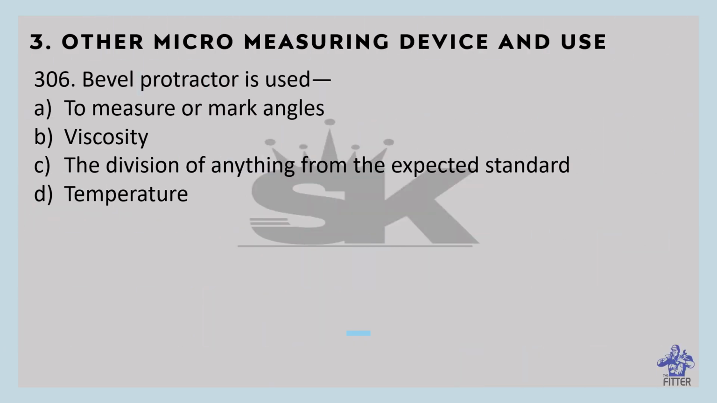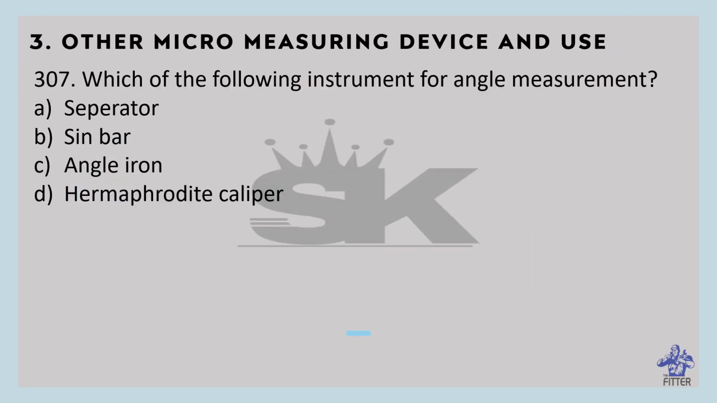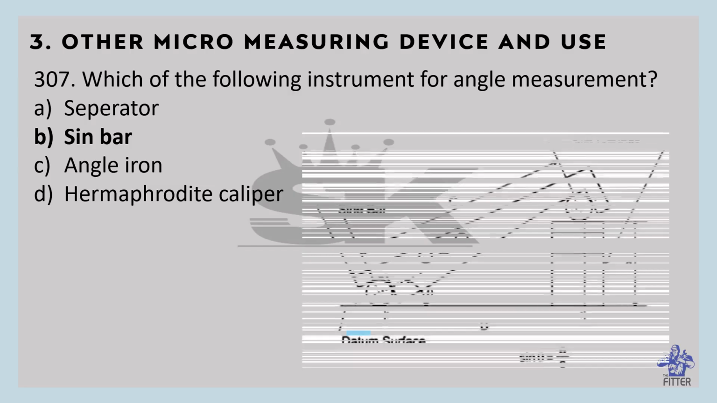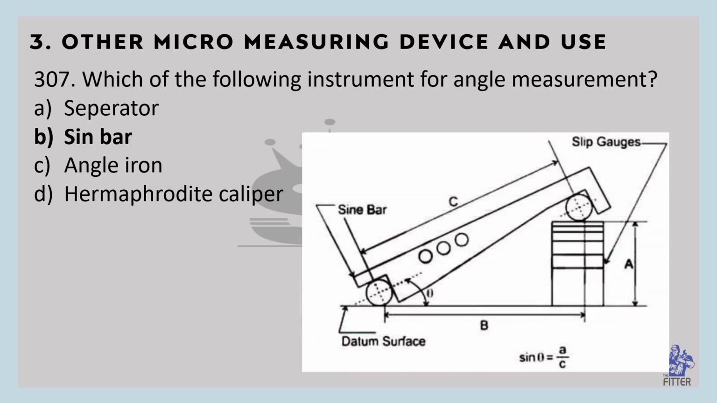bevel protractor is used to measure or mark angles. Okay, which of the following instrument for angle measurement? So that is sine bar. Okay, among the options, that is sine bar. Okay, so this is the sine bar.